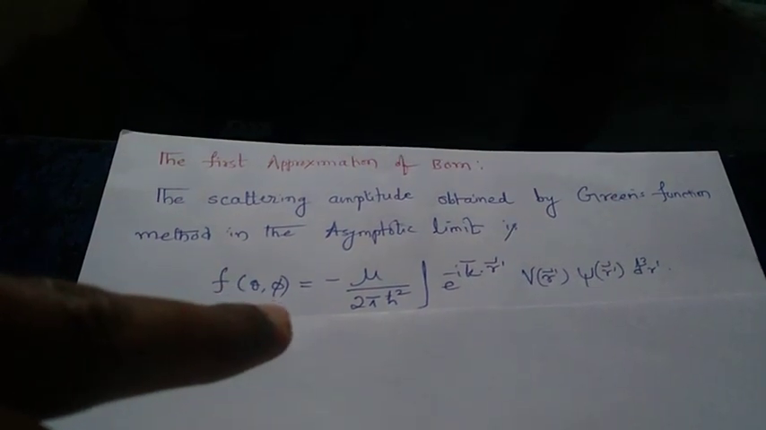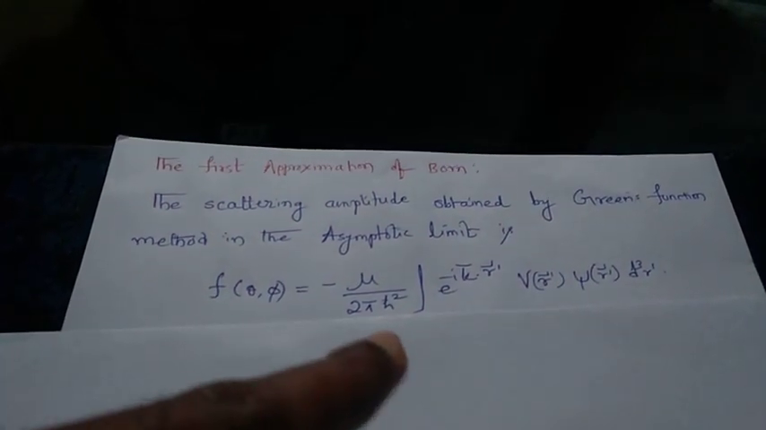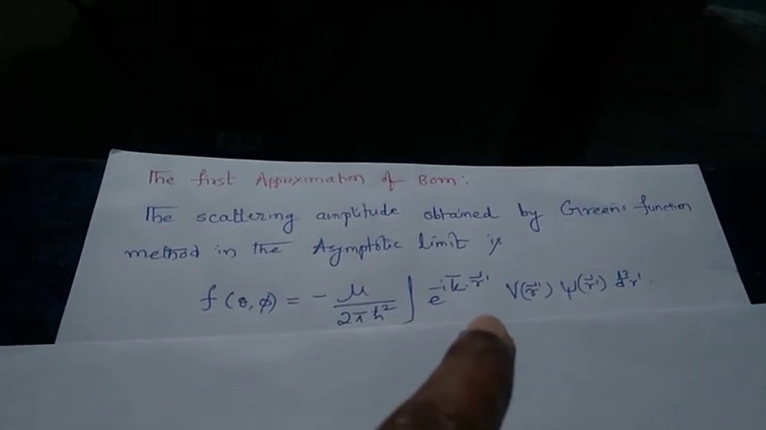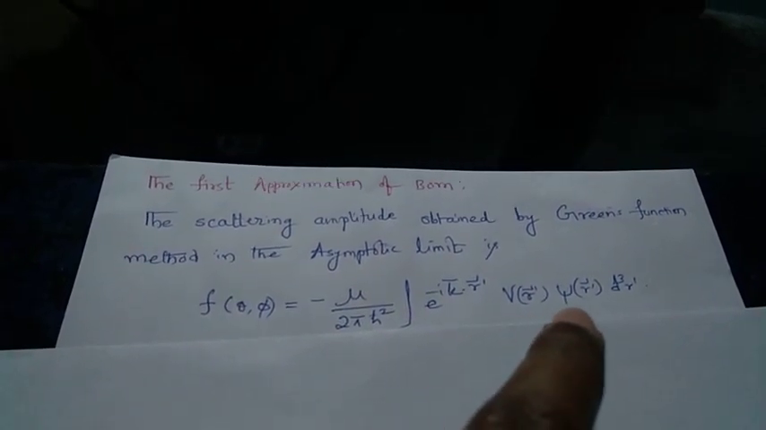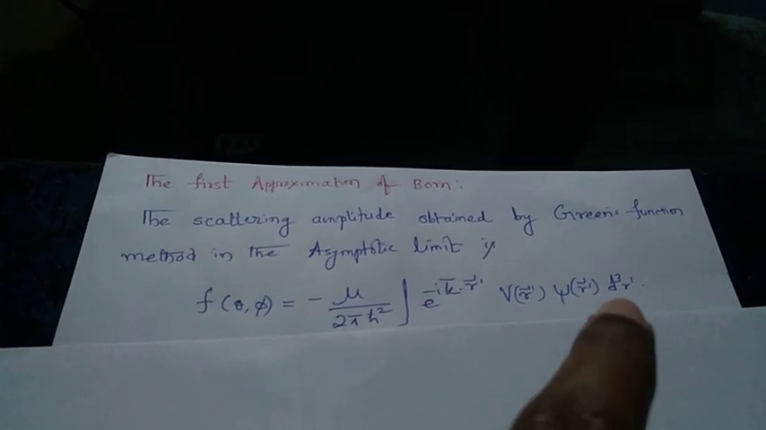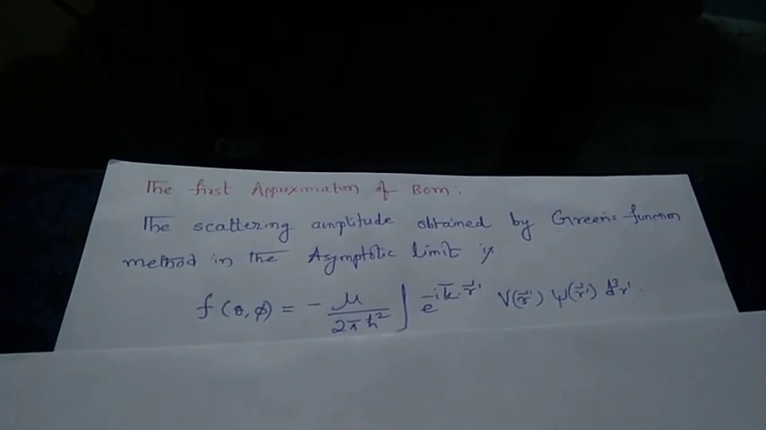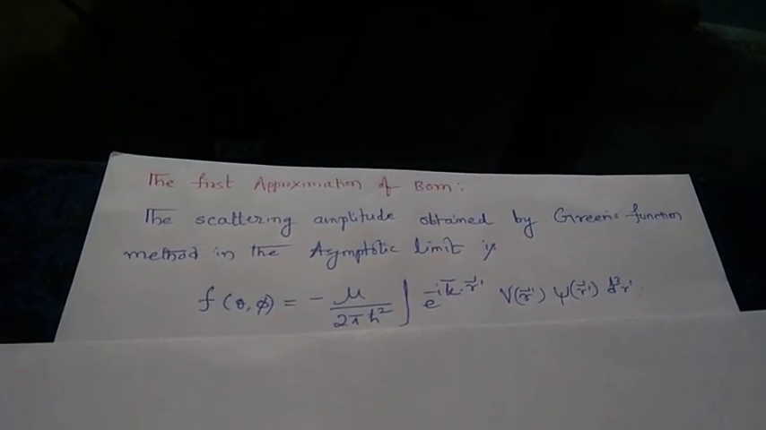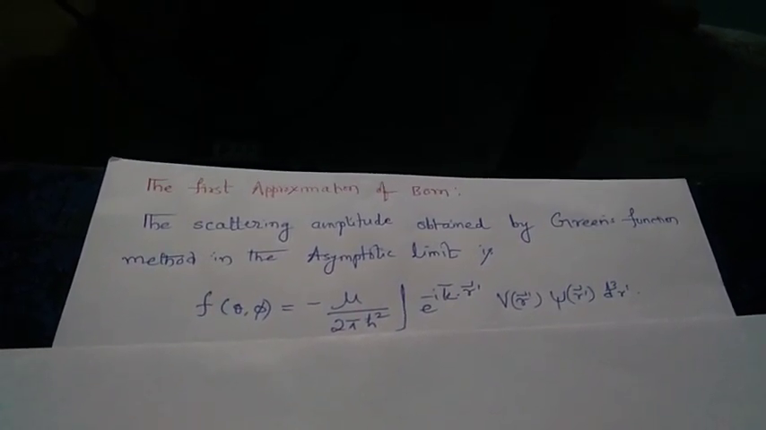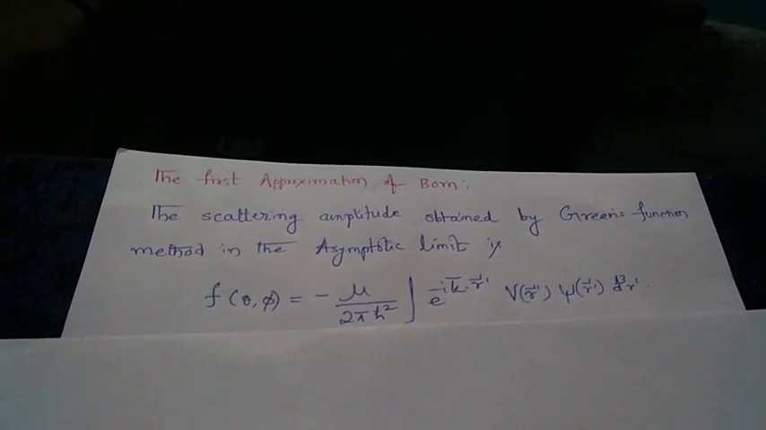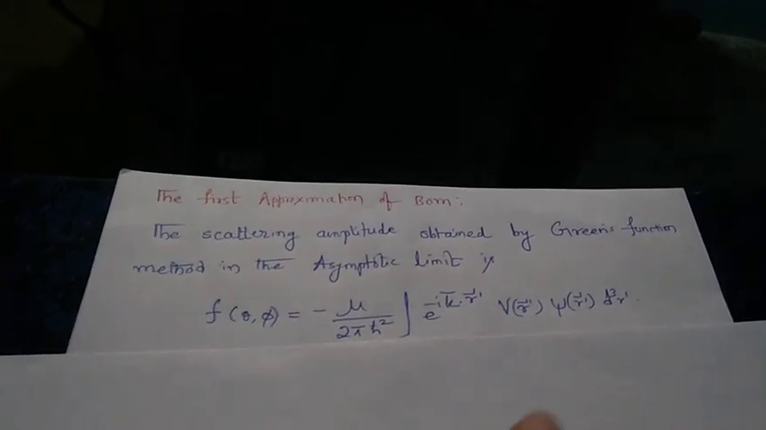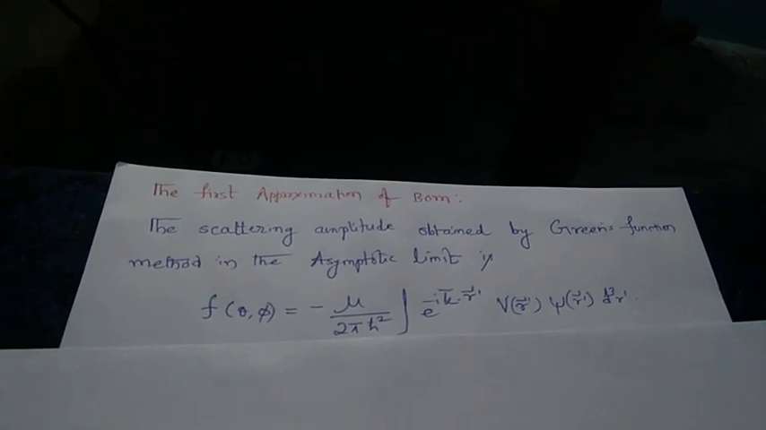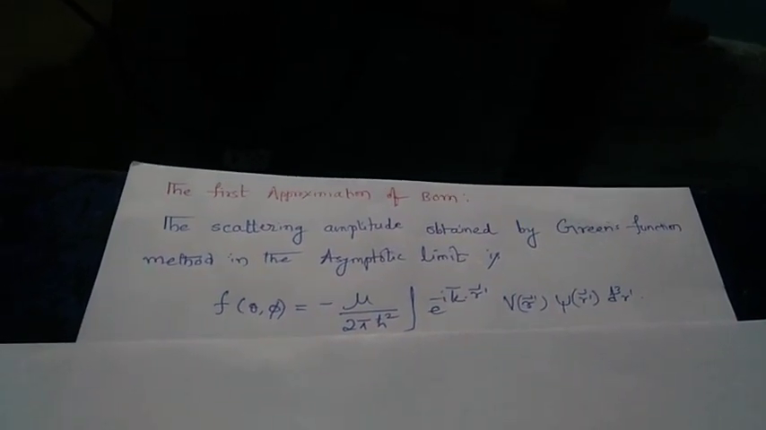minus μ by 2πħ² into this integral, which is actually a volume integral, of exponential minus ik dot r' V(r') and then ψ(r') d³r', where r' is actually the location in space where we have the interaction or the target located, and this ψ(r') is actually the scattered wave function.